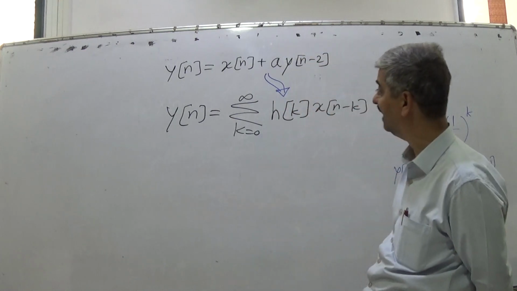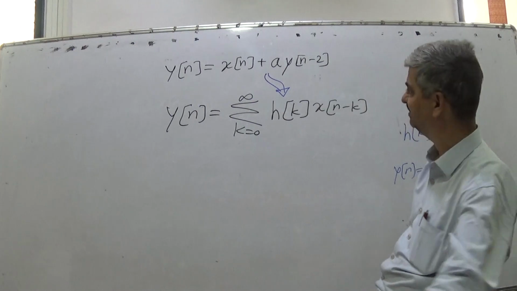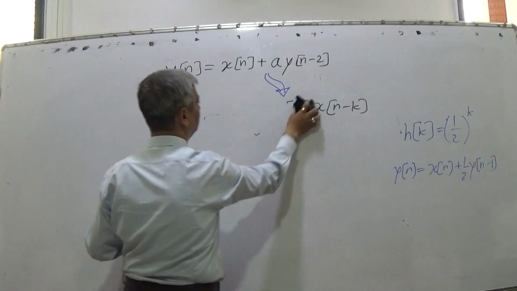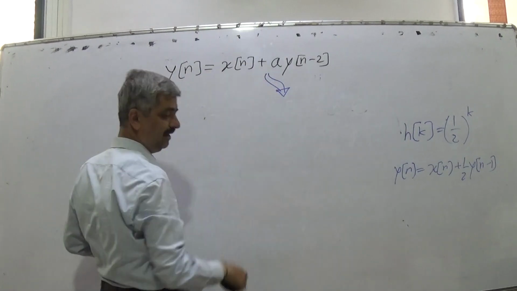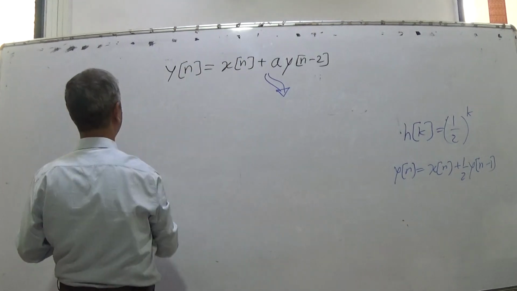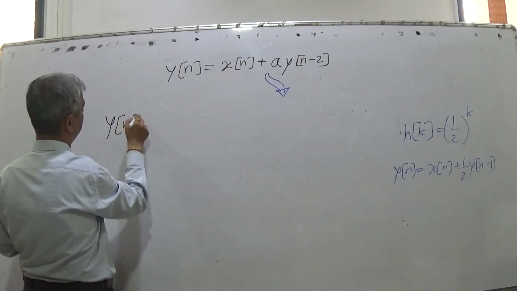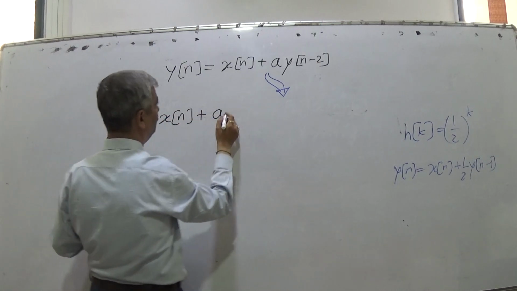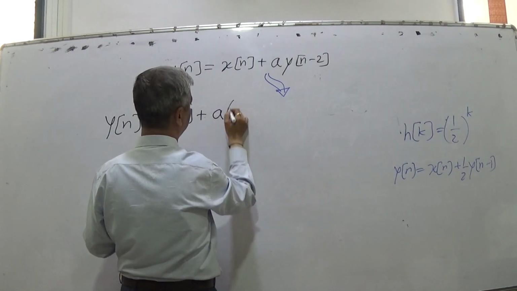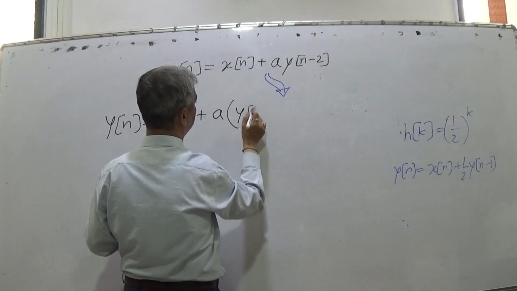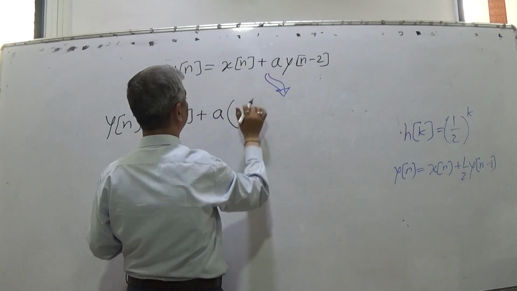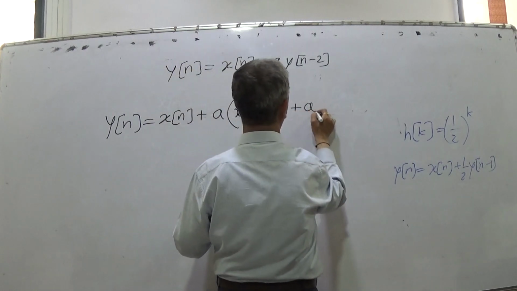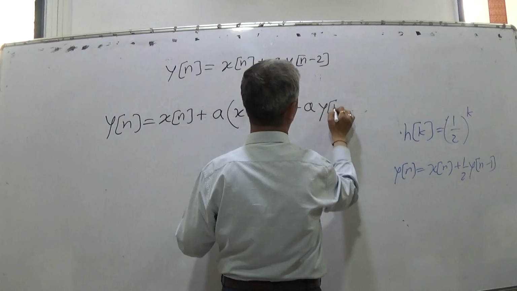So here, how do we tackle this? Obviously, there is a simple way. Here I have y of n minus 2. So I will write yn is equal to xn plus a into y of n minus 2, and y of n minus 2 is x of n minus 2 plus a y of n minus 4.